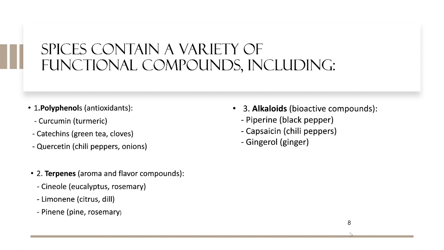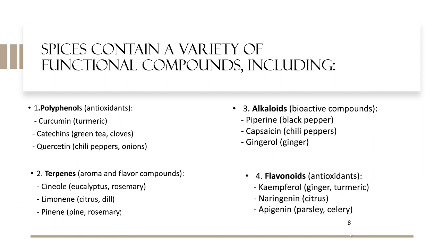Another category of functional compounds are alkaloids. Alkaloids are a diverse group of naturally occurring organic compounds that contain nitrogen atoms. They are primarily found in plants and are known for their wide range of pharmacological effects. The next class of functional compounds are flavonoids. Flavonoids are a diverse group of phytonutrients found in fruits, vegetables. They provide vibrant colors to fruits and vegetables, and also they help in plant pigmentation.